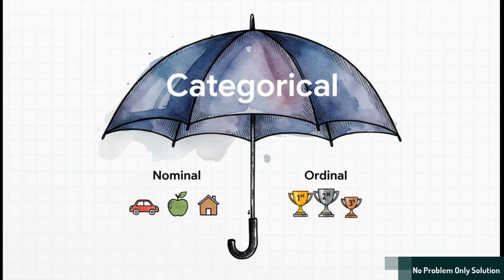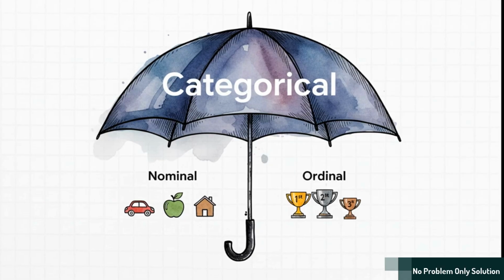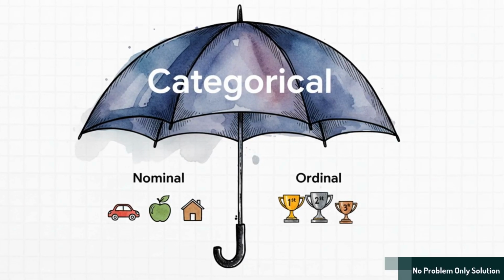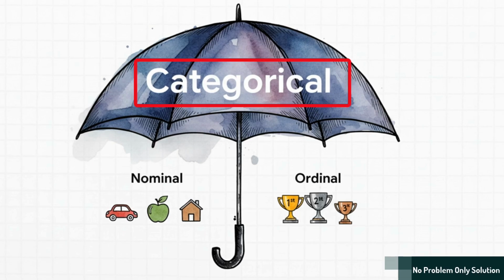Okay, just a quick pit stop for some vocabulary. These first 2 levels we've talked about, nominal and ordinal, you'll often hear them lumped together under one big name, categorical variables. All that means is that the data fits into a set number of groups.